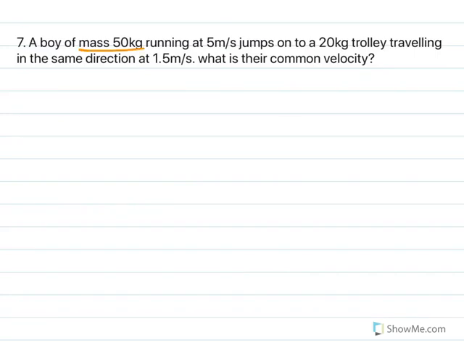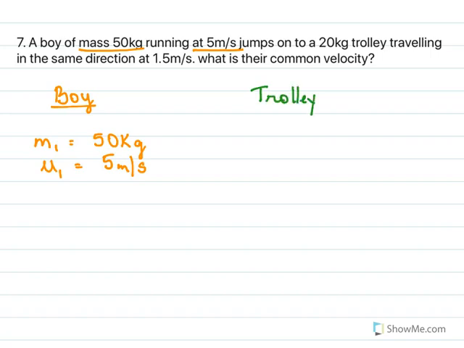A boy of mass 50 kg. So here we have a boy. Mass m1 of the boy is 50 kg, running at 5 meter per second, so the initial velocity is 5 meter per second. He jumps on a trolley. So the other object is a trolley of mass 20 kg, so m2 is 20 kg, traveling in the same direction at 1.5 meter per second. So the trolley is also moving with a velocity of 1.5 meter per second.